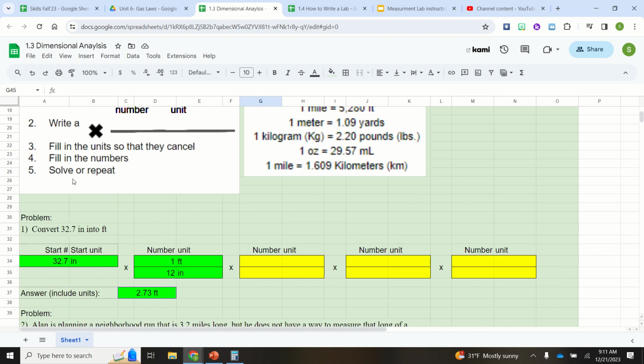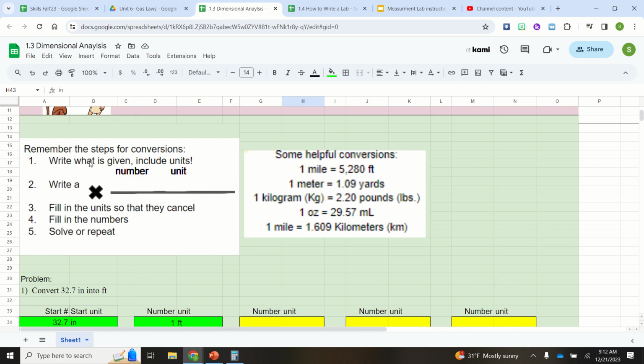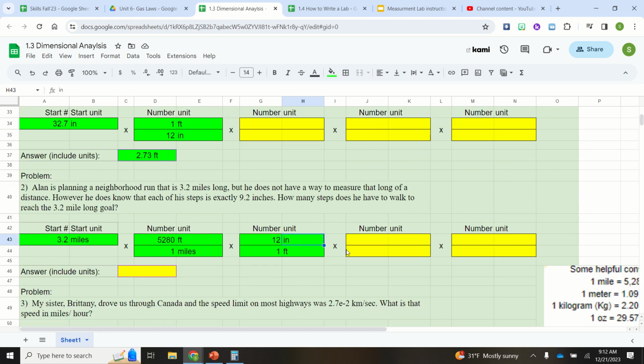So now we're in step 5, solve or repeat. We are currently in inches. All right. Again, we're not in the unit we want. We got to do another one. We're going to have to repeat. So go to step 2, write a times and a fraction line. Here we go, times and a fraction line.